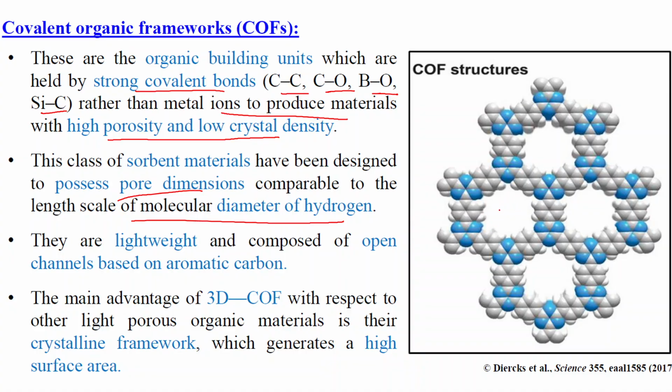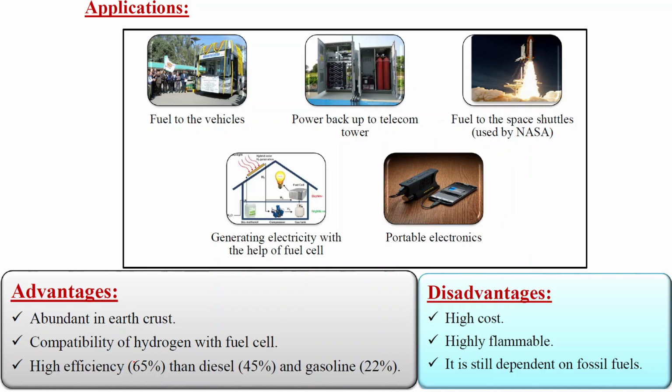It is easier to tune the pore structure of these COF materials to make them comparable to the molecular diameter of hydrogen, which makes them easy to absorb. They are lightweight and composed of open channels based on aromatic carbon. The main advantage of 3D COF with respect to other light porous organic material is their crystalline framework, which generates a high surface area. Okay. These are some of the applications, advantages and disadvantages associated with hydrogen storage.